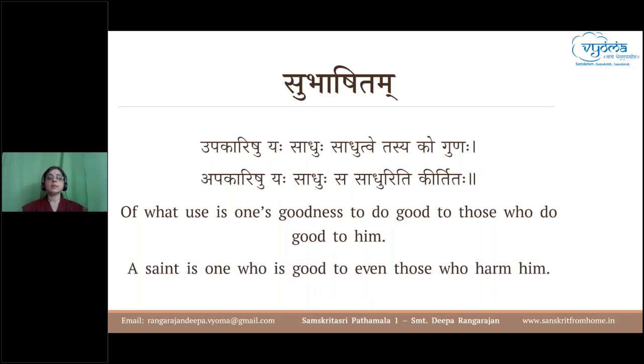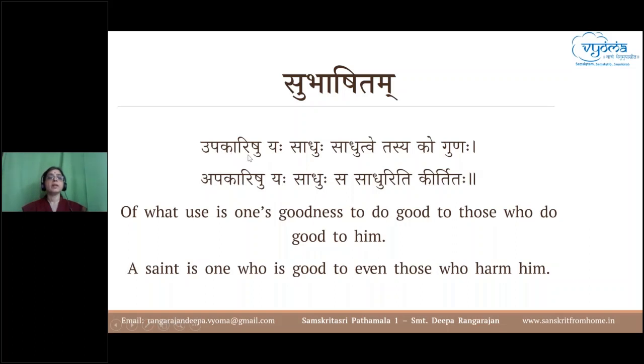Apakarishu yaha sadhuhu sa sadhuriti kirtitaha. It is not to belittle one who does good to those who do good to him, but it is more important and greater to be good to somebody who has harmed you or who has done harm to you. He is a saint. This is the meaning of the Subhashitam.